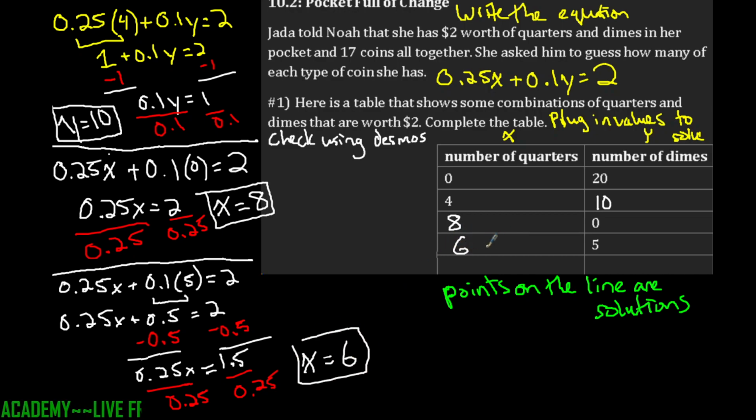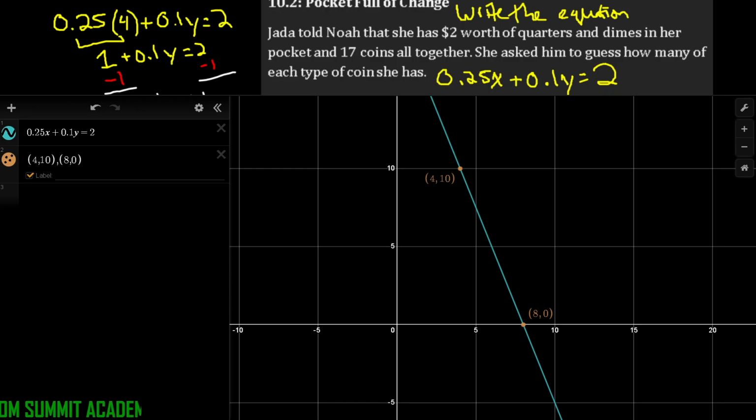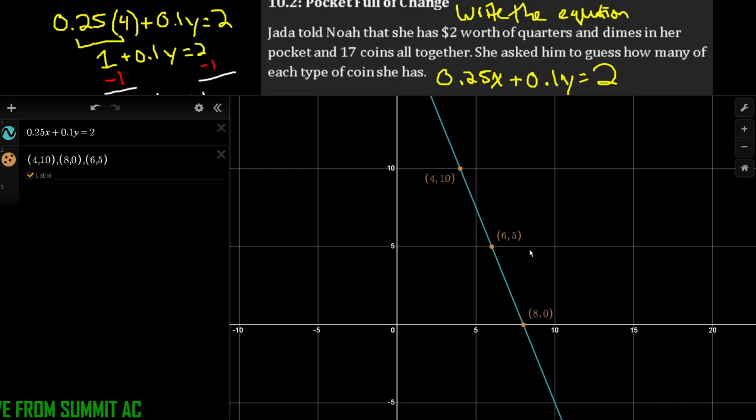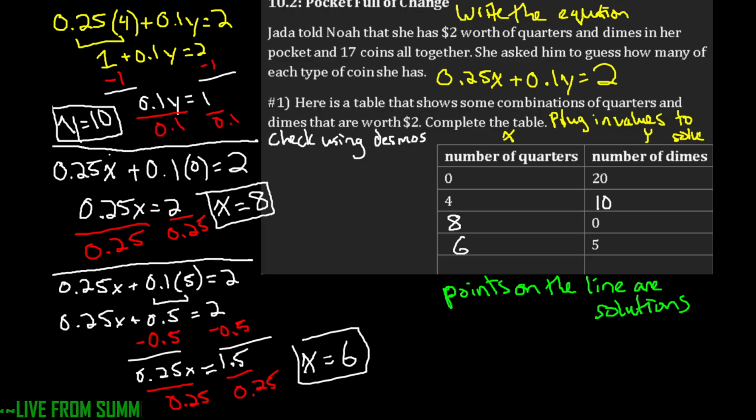So now, is that ordered pair 6, 5 on our graph? Let's check. So let me graph this out. So is the point 6, 5 on our graph? It certainly is. Notice how it's on the line, so that way we know it is a solution. All right.